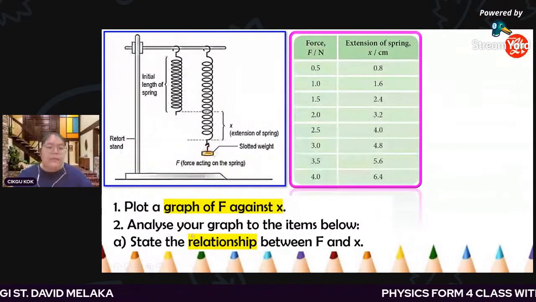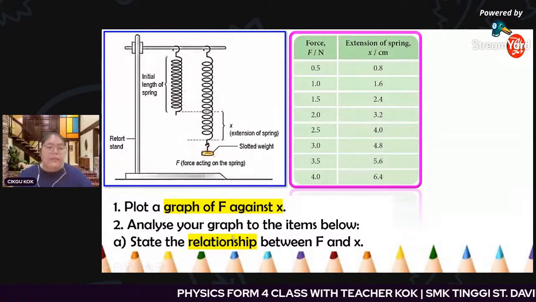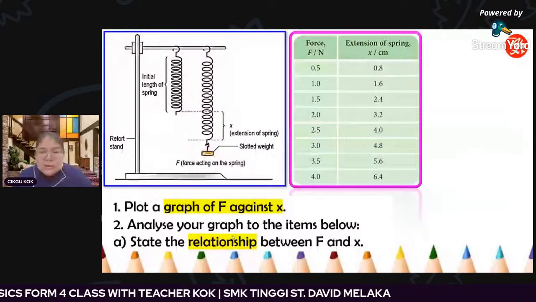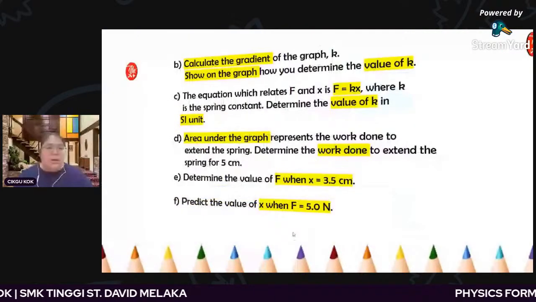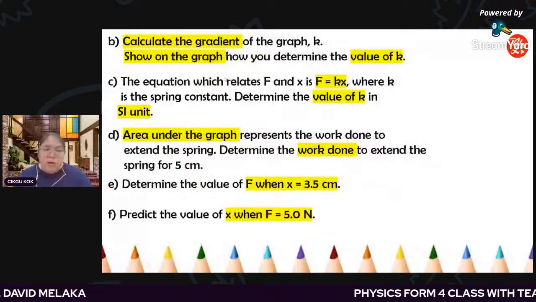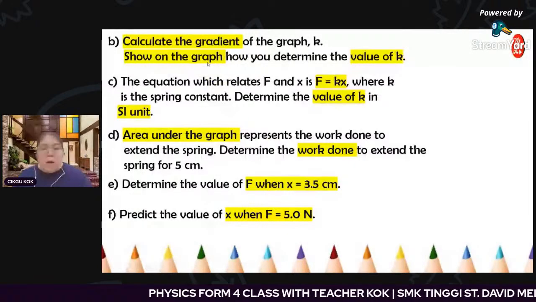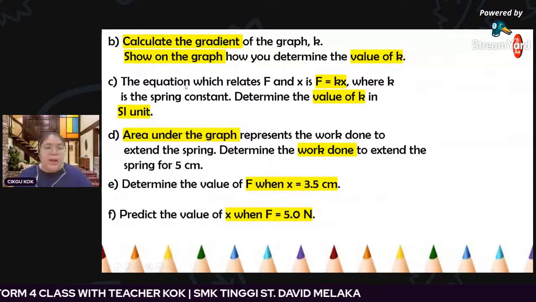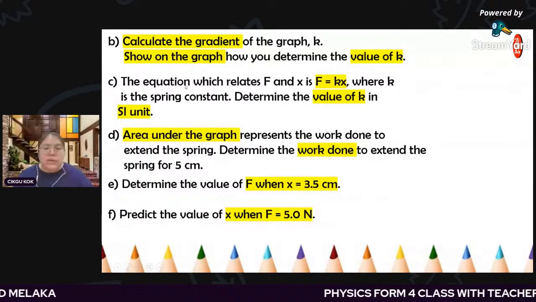After plotting, you need to analyze the relationship. You mention whether it is directly or inversely proportional, or increasing linearly. Next, calculate the gradient. After you draw, you calculate the gradient, and you need to show it on the graph, just like I showed you, by drawing the triangle. The equation related to F and X is F equal Kx, where K is the spring constant. Determine the value of K.